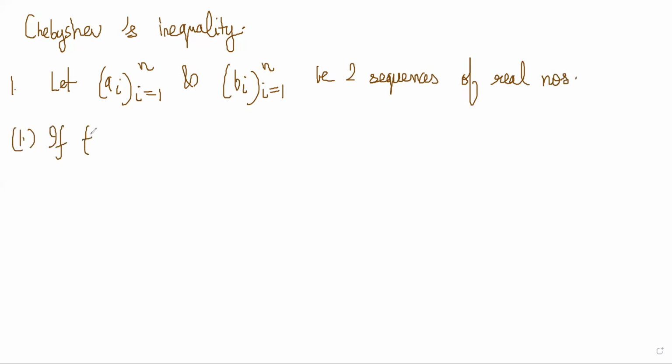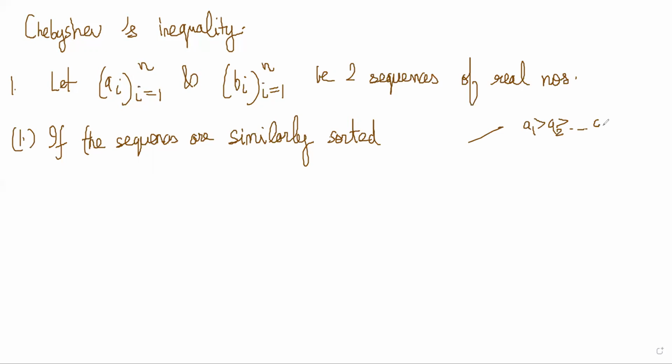and if the sequences are similarly sorted. Similarly sorted means in the same direction they are increasing or decreasing. So that could mean either A1 greater than A2 greater than up to An and B1 greater than B2 greater than up to Bn, or it could mean A1 less than A2 less than up to An and B1 less than B2 less than up to Bn. That is the meaning of saying that they are similarly sorted.